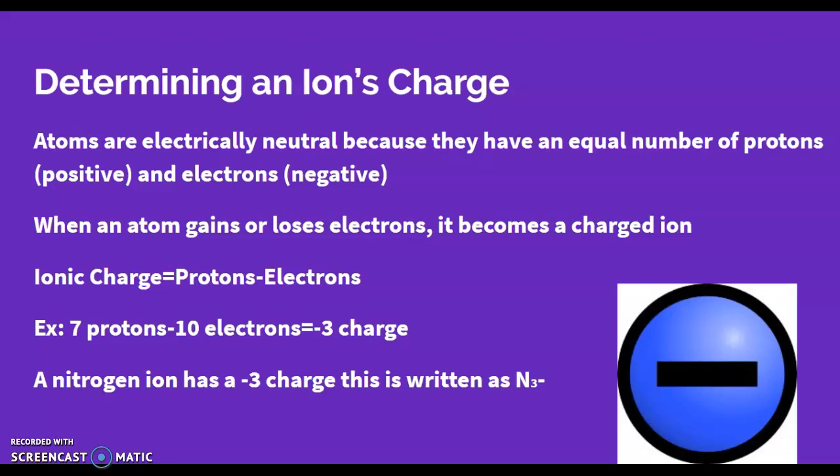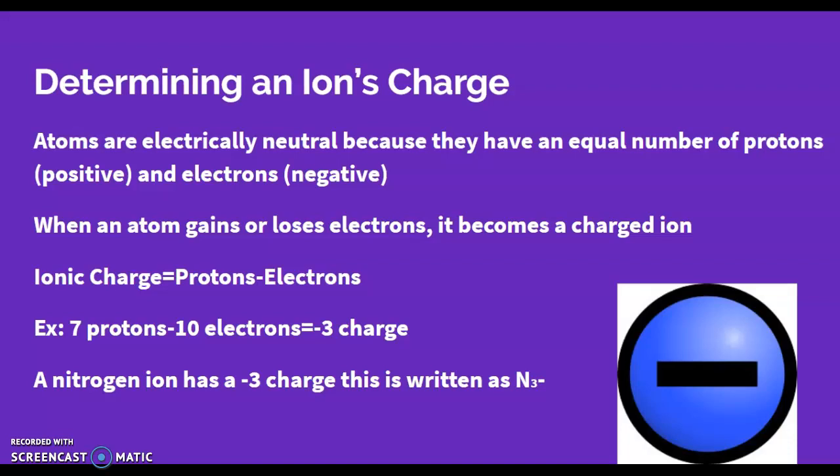So for example, if we have an atom with 7 protons and 10 electrons, then the charge is -3. And it's actually not an atom at that point, but an ion. So for example, a nitrogen ion has a -3 charge. It's written as N3 with a little negative sign. This is very basic math, and it's pretty simple to do, right? It's pretty much common sense.